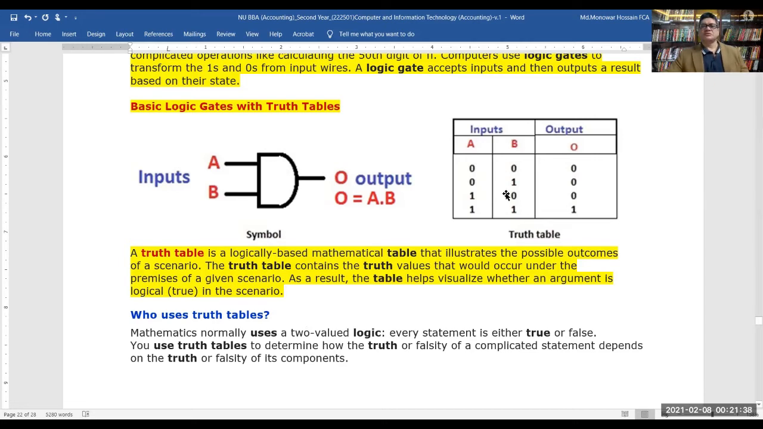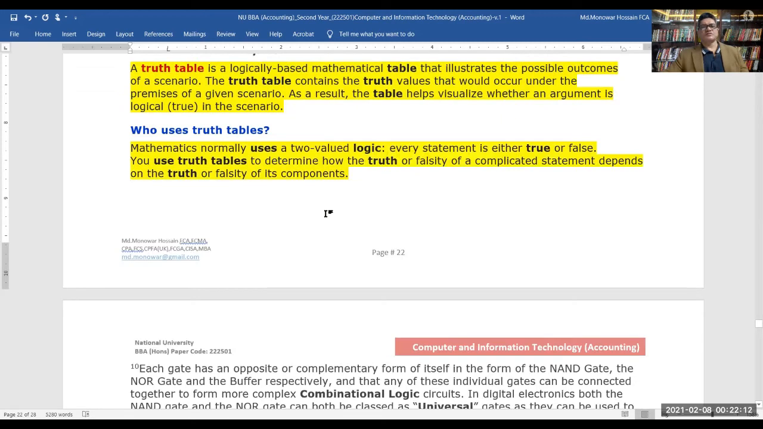If input A is 0, B is 0, output is 0. If input A is 0, B is 1, output is 0. Input A is 1, B is 0, output is 0. If input A is 1, B is 1, output is 1. Who uses truth tables?